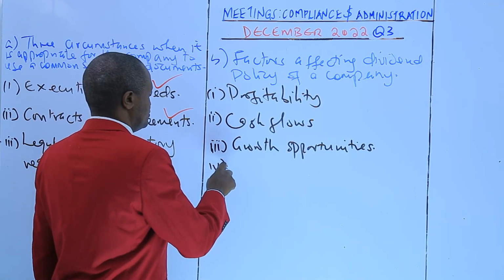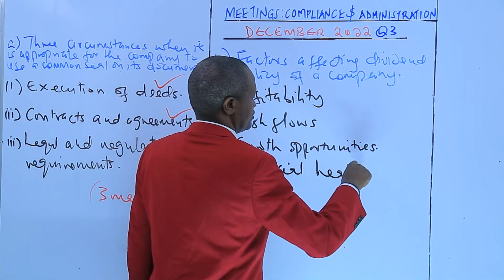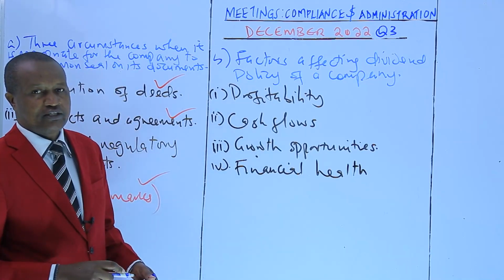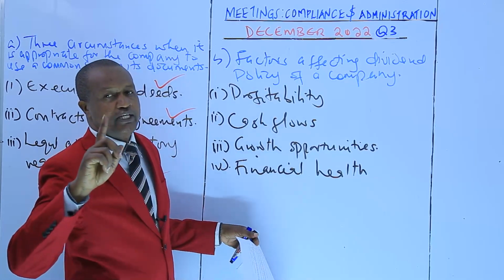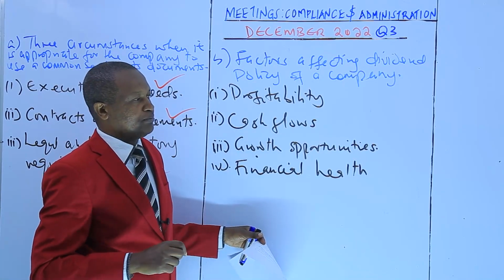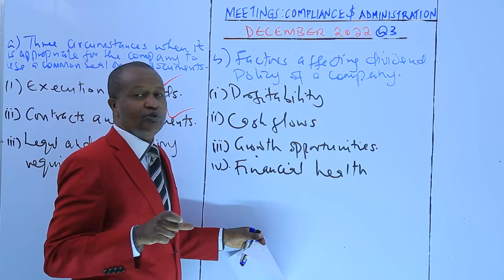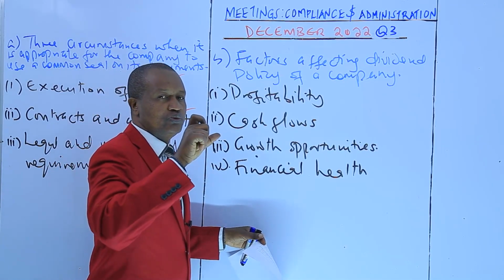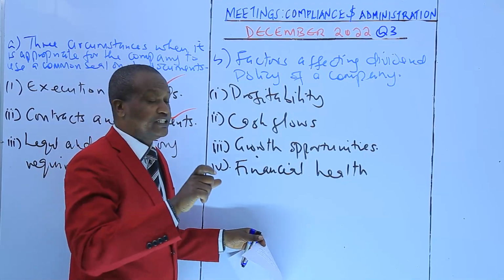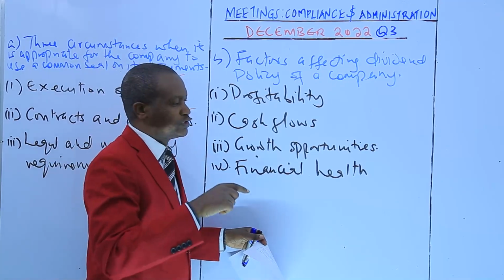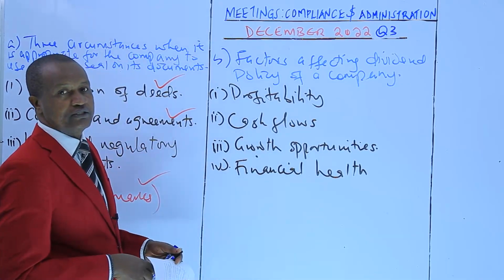Four, financial health. The financial health and stability of a company play a role in dividend policy. Companies with strong financial positions and steady cash flows are more likely to maintain or even increase dividends, while financially distressed companies may reduce and sometimes suspend the payment of dividends.